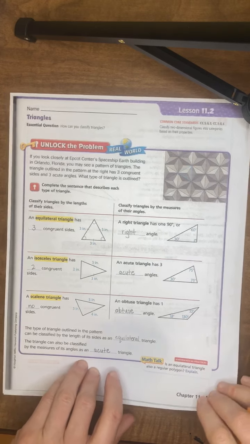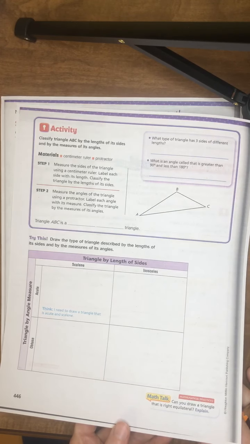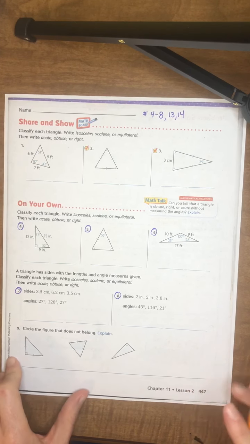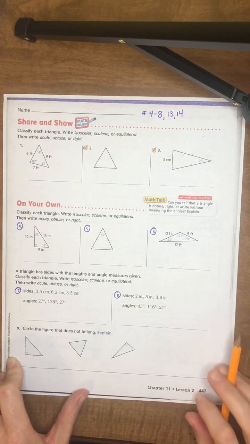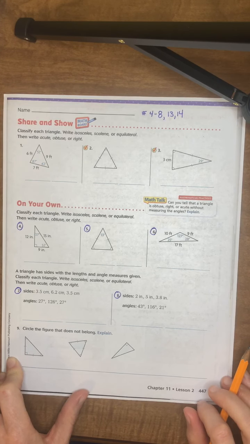Okay, we're actually going to skip this next page altogether, and you are going to be doing numbers 4 through 8 and 13 and 14. So for 4, 5, and 6, you're going to classify each triangle as isosceles, scalene, or equilateral, then write acute, obtuse, or right. For numbers 7 and 8, a triangle has sides with the lengths and angle measures given. Classify each triangle, write isosceles, scalene, or equilateral, then write acute, obtuse, or right.